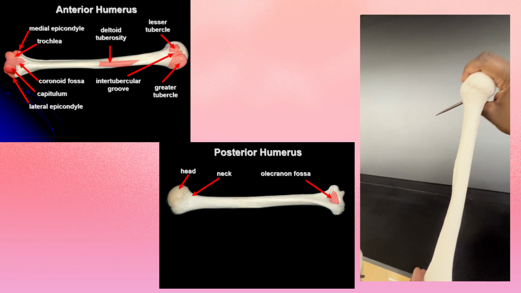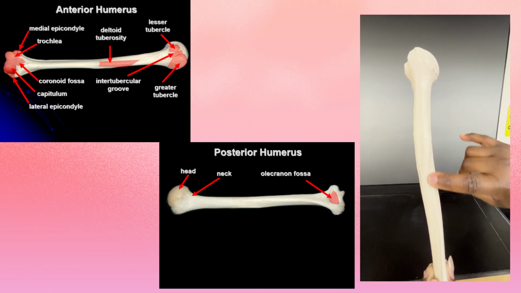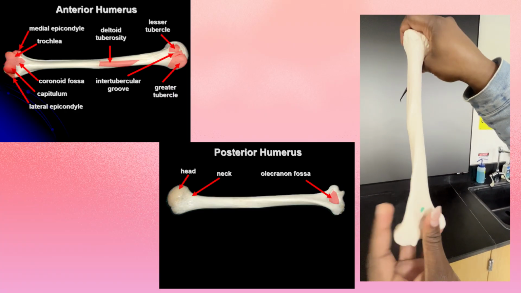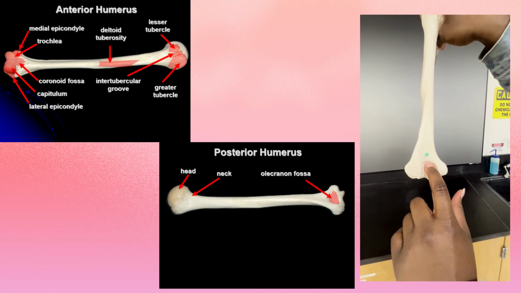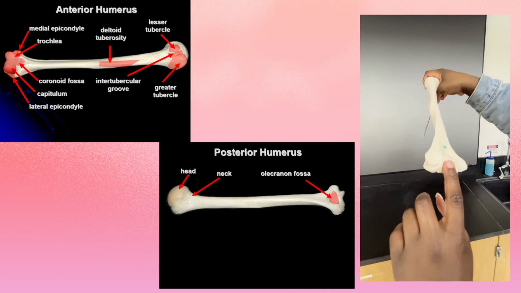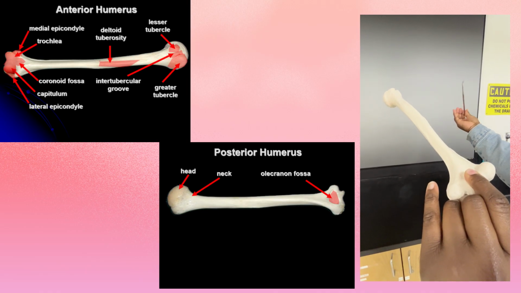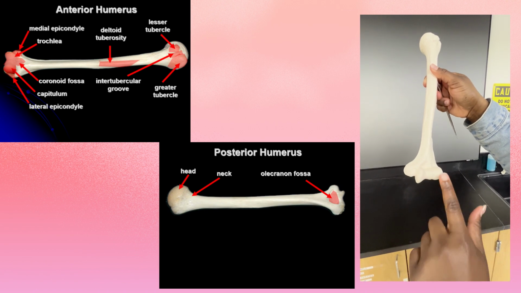Now when you turn the humerus, this is the radial groove. That's this curve-like structure here. These are the epicondyles. This is the olecranon fossa. This is the trochlea, which is the dent over here. Now, when you turn the humerus again, this is the coronoid fossa, and this is the capitulum.